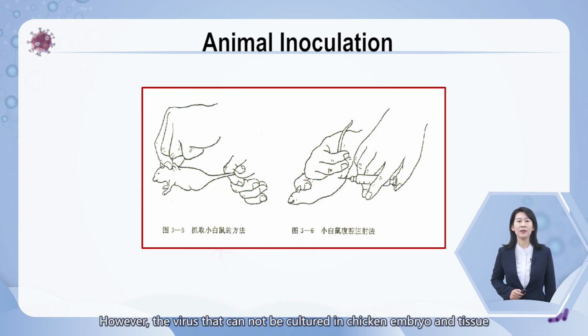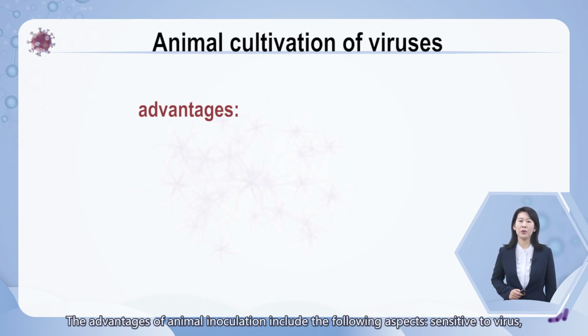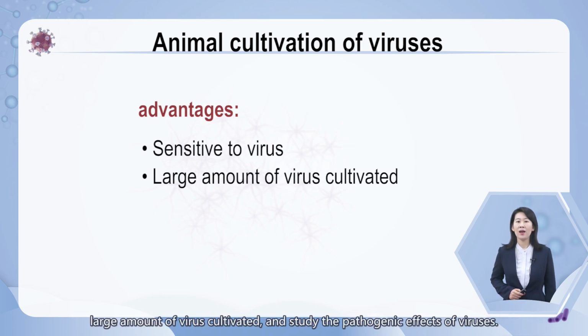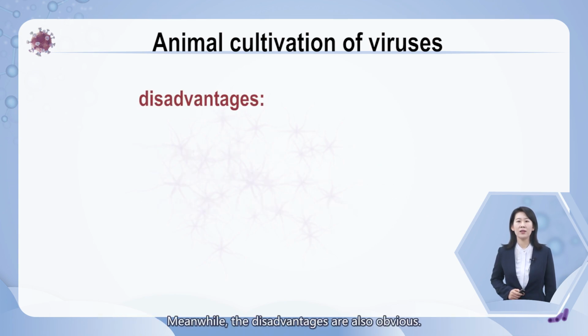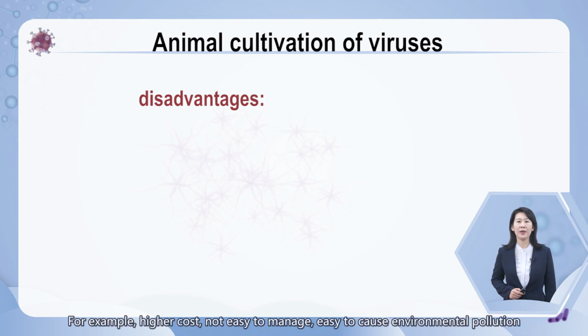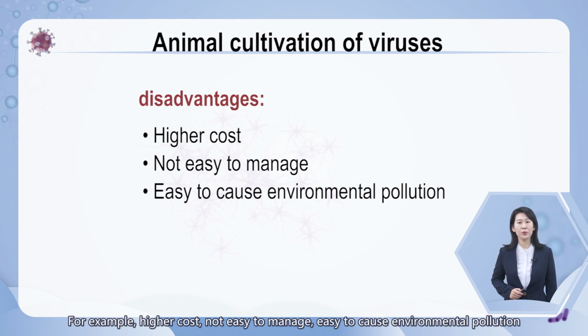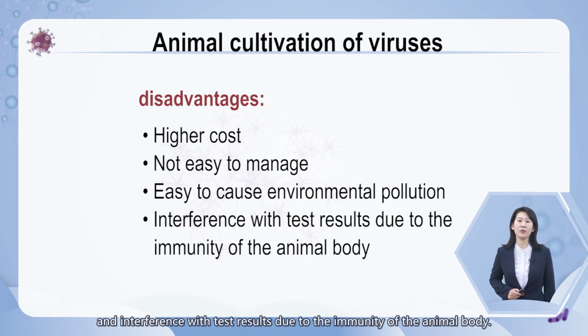However, the virus that cannot be cultured in chicken embryo and tissue cells can still be isolated and identified by animal inoculation. The advantages of animal inoculation include the following aspects: sensitive to virus, large amount of virus cultivated, and study the pathogenic effects of viruses. Meanwhile, the disadvantages are also obvious. For example, higher cost, not easy to manage, easy to cause environmental pollution, and interference with test results due to the immunity of the animal body.